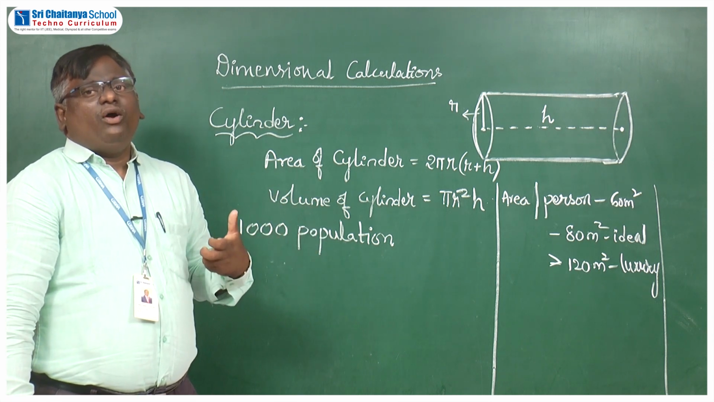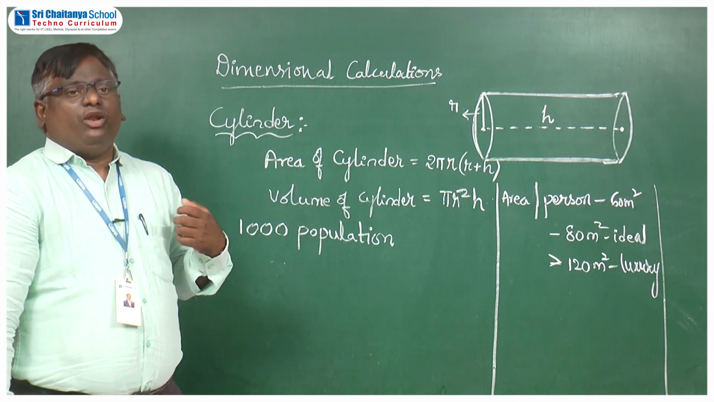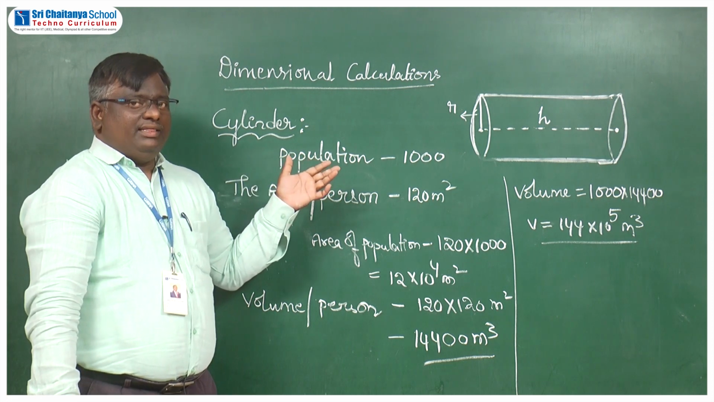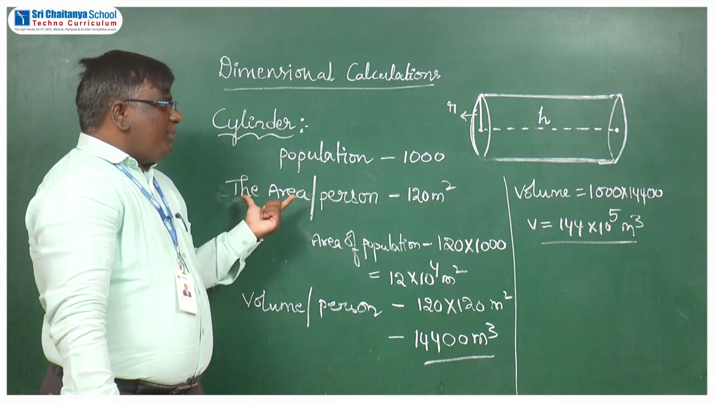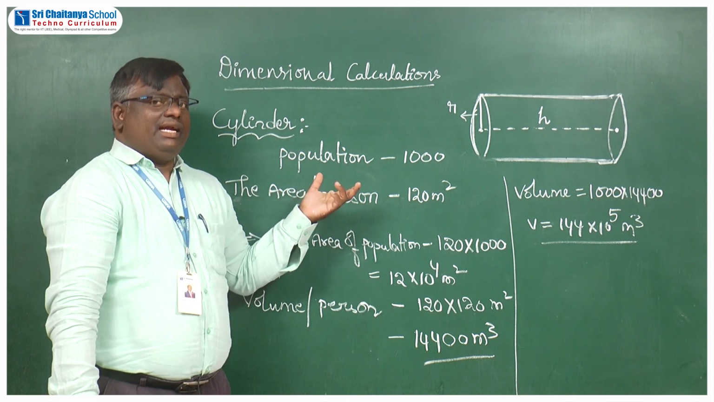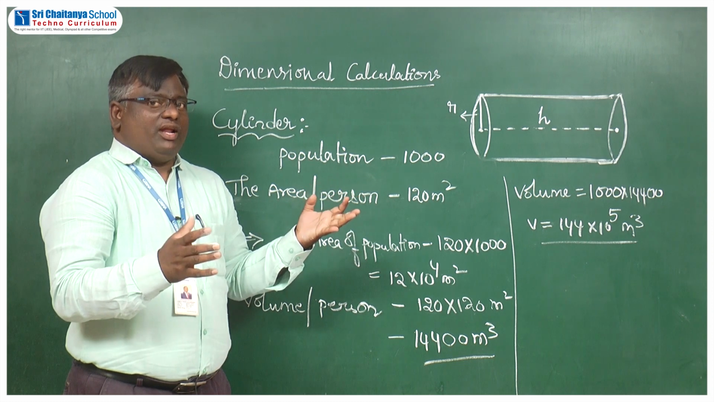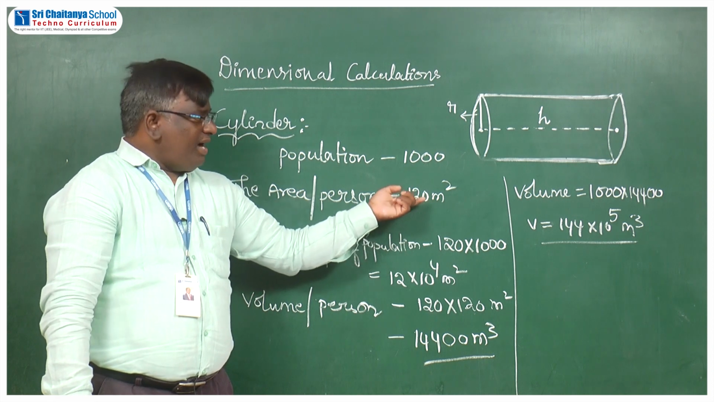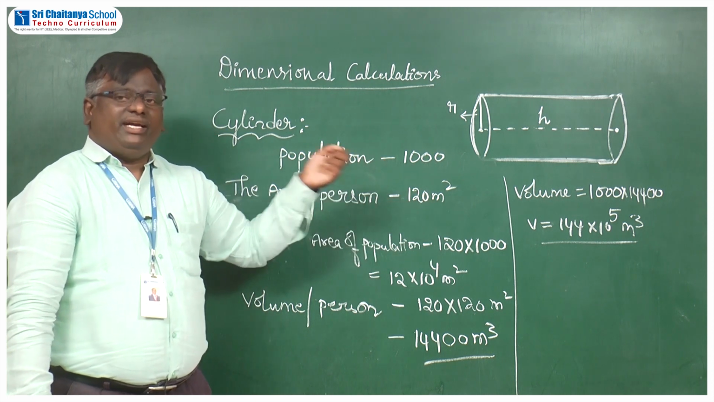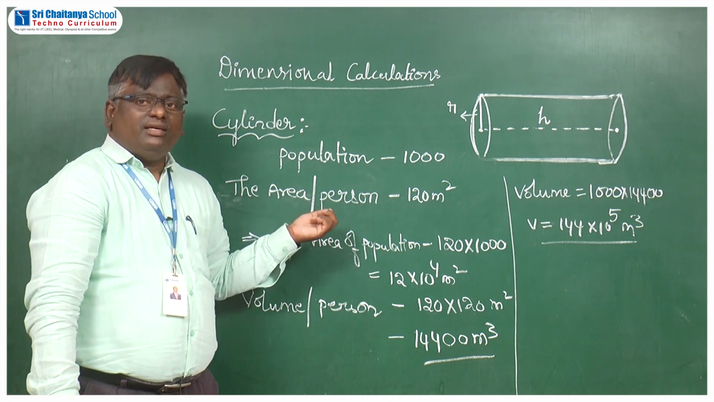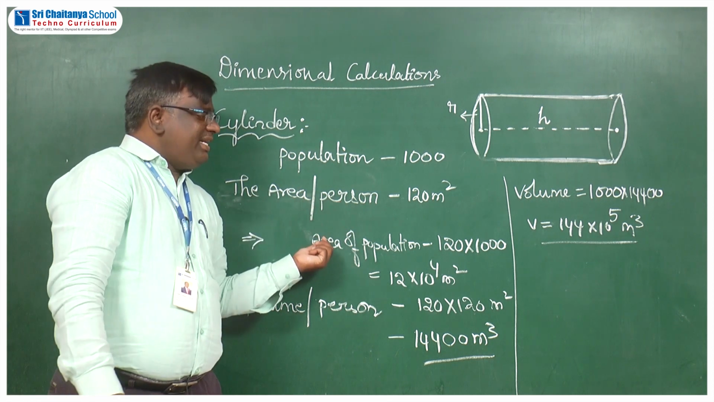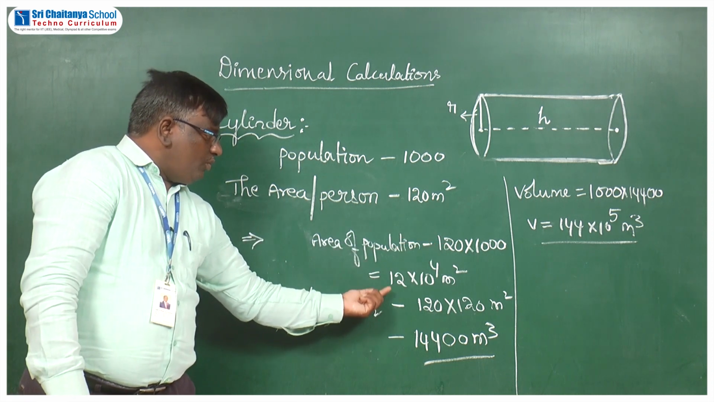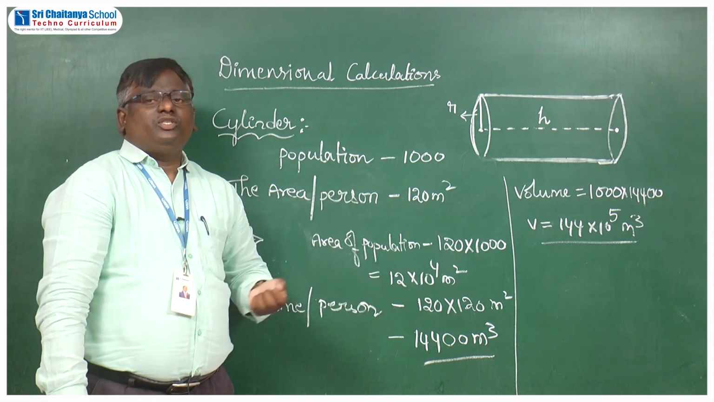What is going to be our volume? Now we are going to calculate. For a population of 1000 in the cylindrical colony, for the area per person, we will estimate that we will provide a luxury life inside our colony. So I am taking 120 square meter per person. If one person requires 120 square meter area, then for 1000 persons it is a simple mathematical calculation, 1000 into 120 square meter, which is going to be 12 into 10 power 4 square meter.